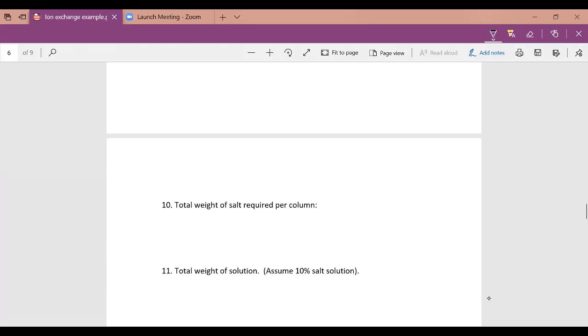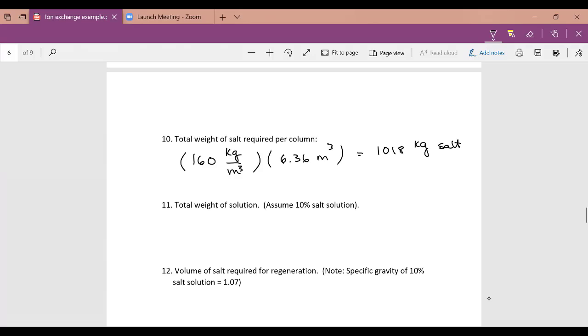Okay, so the manufacturer states that the total weight of salt required per column is based on 160 kilograms of salt per meter cubed of column. Each column is 6.36 cubic meters. So each time we regenerate, we need 1,118 kilograms of salt.